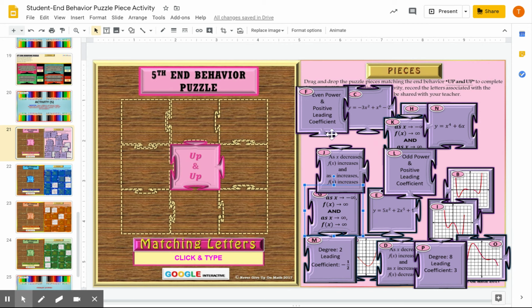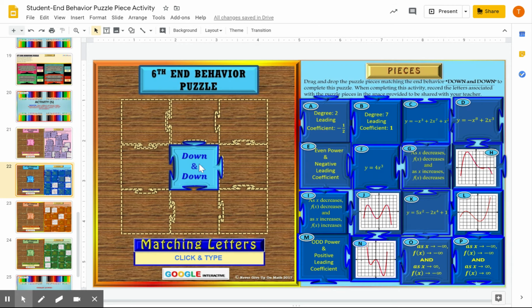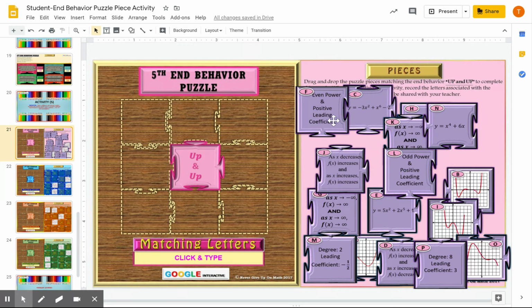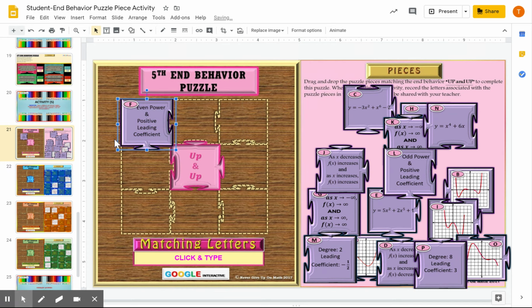Even power and positive leading coefficient. So if it has an even power, which first of all, I know now at this point that up, up and down, down both do have an even power. I just know that I have to figure out, okay, well, is up, up the positive one or is down, down the positive one? I have to recall, okay, so if it's a positive leading coefficient, that means it goes up on the right. So that means this is in fact up, up because it's even and positive. So that goes up, up.